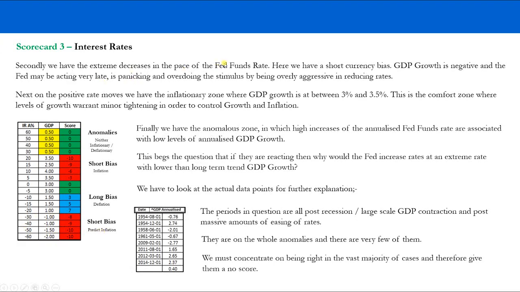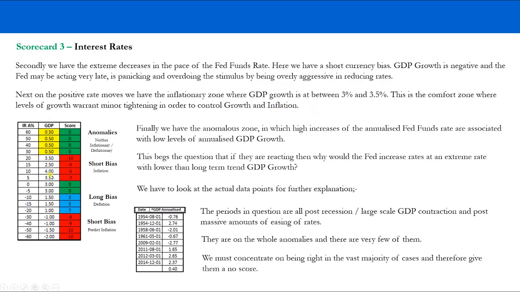So when we have the extreme decreases in the pace of the Fed funds rate, we tend to have a short currency bias. Basically, GDP growth is negative, so contractionary, and the Fed may be acting very late, so they're panicking and overdoing the stimulus by being overly aggressive in reducing rates. Now, when we look on the flip side, on the positive side, so we have positive rate moves, we have the inflationary zone here, where again we have a short bias.